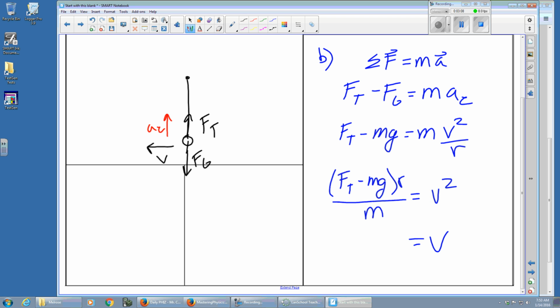Good. You have the tension, you have the mass, you know the gravitational field strength because you know you're on Earth. They give you the radius, and now it's just math. Any questions on this one before we move on to doing another one? All right, try the math, and I'll read.